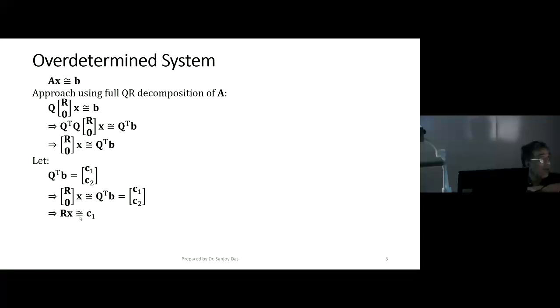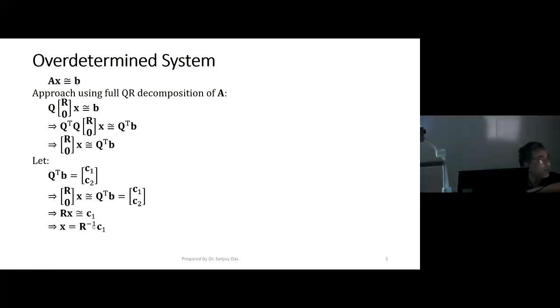Rx approximately equals C1. But R is an upper triangular matrix. We can always use back substitution to solve for X. It's quite an easy algorithm. Okay, and in a later slide, I'll show you how back substitution works. So we can actually solve it, or X is R inverse C1. This is the actual inverse. And inverting an upper triangular matrix doesn't require an order n cubed algorithm. It can be done with a less complex algorithm because it's upper triangular. Okay?